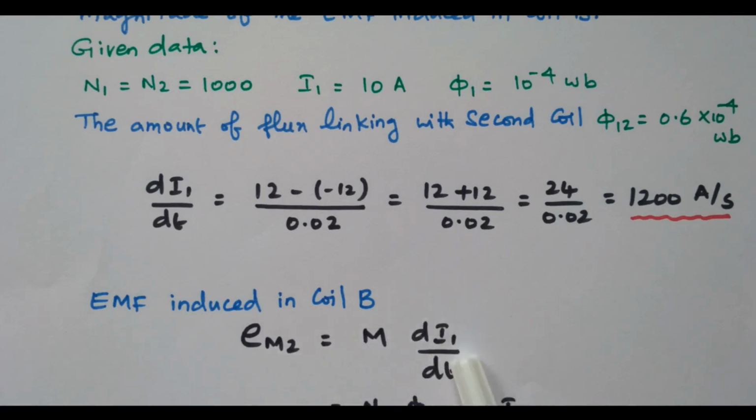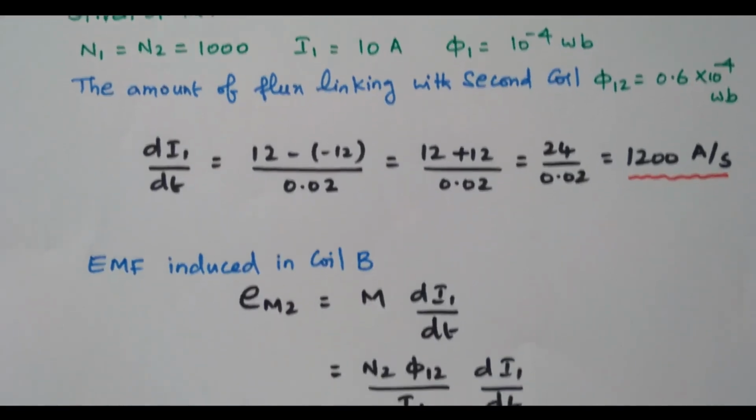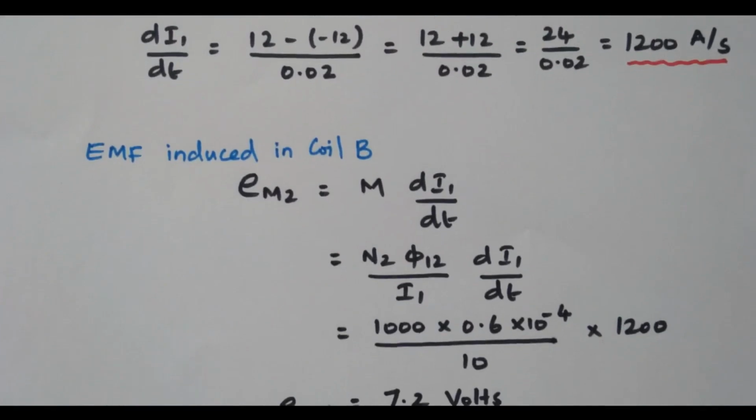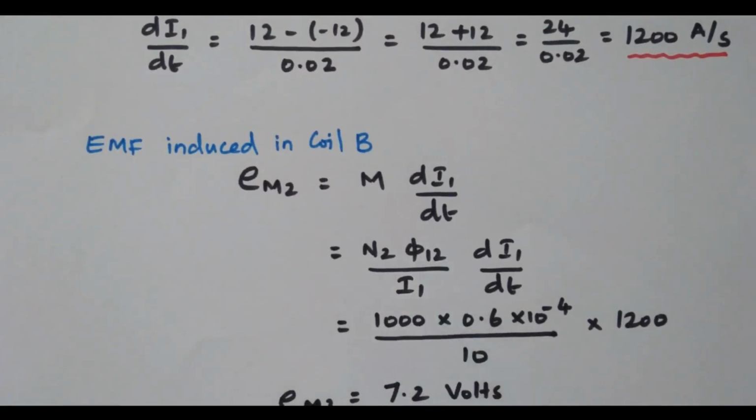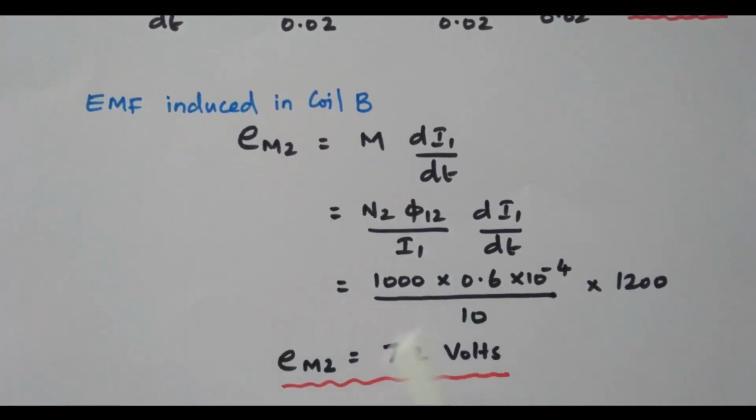The current in the first coil is given, so you can easily find the EMF in the second coil by using this formula. So the M can be written as N2 phi 12 divided by I1. Here also we have N2 available, phi 12 also available, divided by I1. So this is the mutual inductance of the second coil based on the current in the first coil. Due to this property, we can use this formula, then di1 by dt. Now all the values are available.